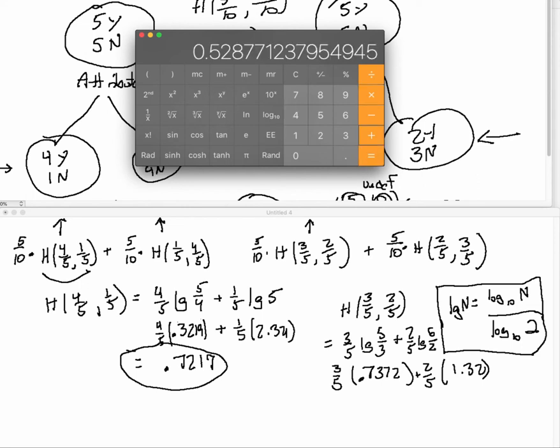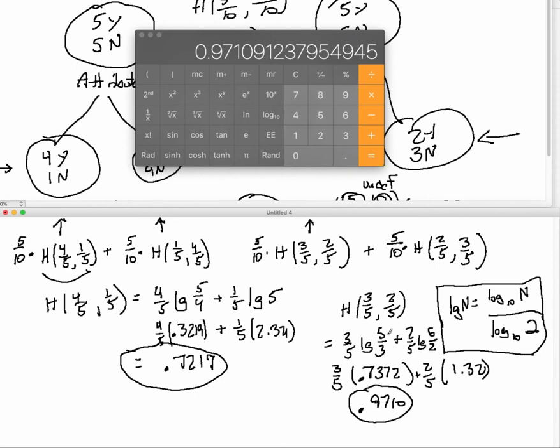So I get 1.32 times 2/5, which is 0.4, and that's equal to that. And I go plus 0.7372 times 0.6, and that's equal to 0.9710. Now remember, all we've done so far is calculate the entropies. We have not averaged them.